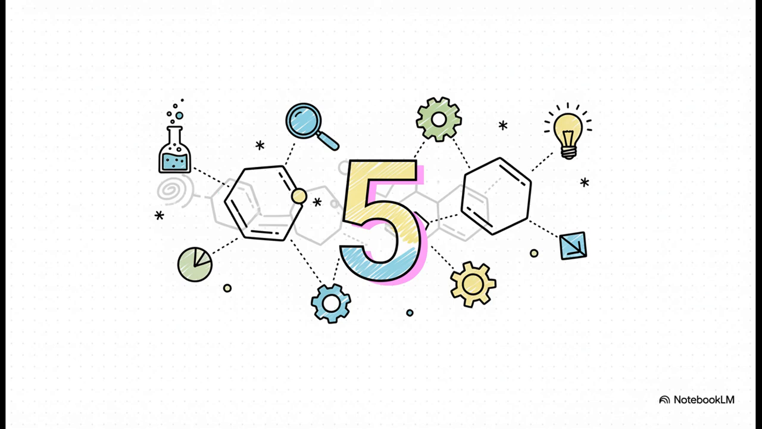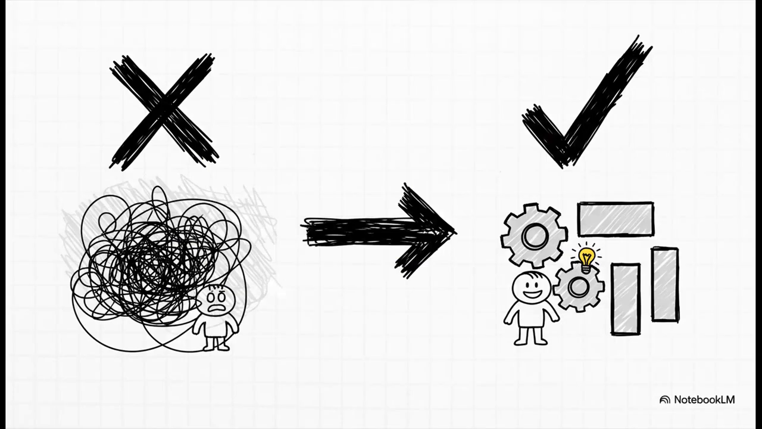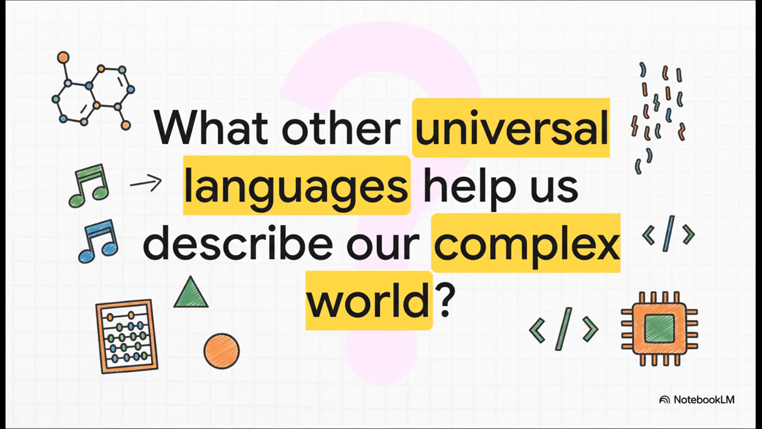It's a system. So if you take one thing away from this, let it be this. Chemical names aren't scary words that you have to memorize. They're part of a logical, systematic language. Once you know the 5 basic parts and a few simple rules, you can read and write the language of chemistry. Which leaves me with one final thought for you.